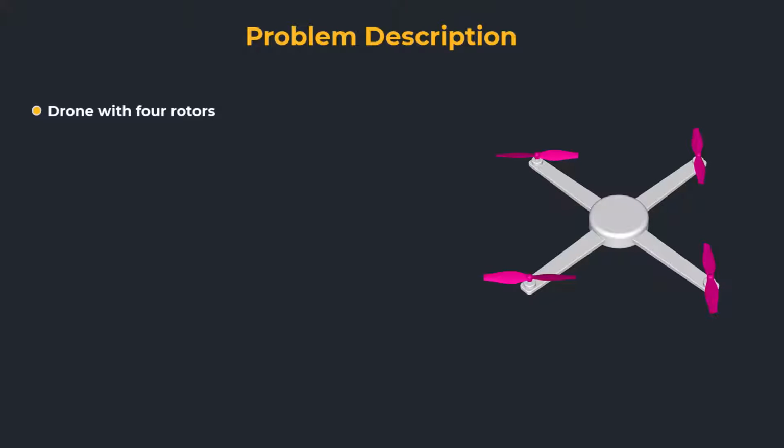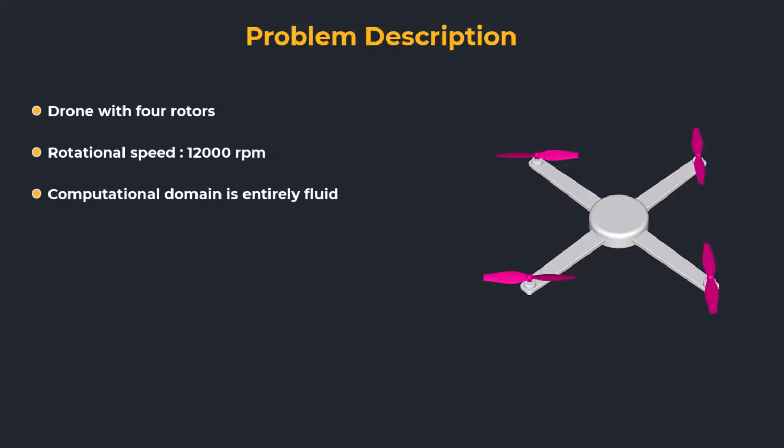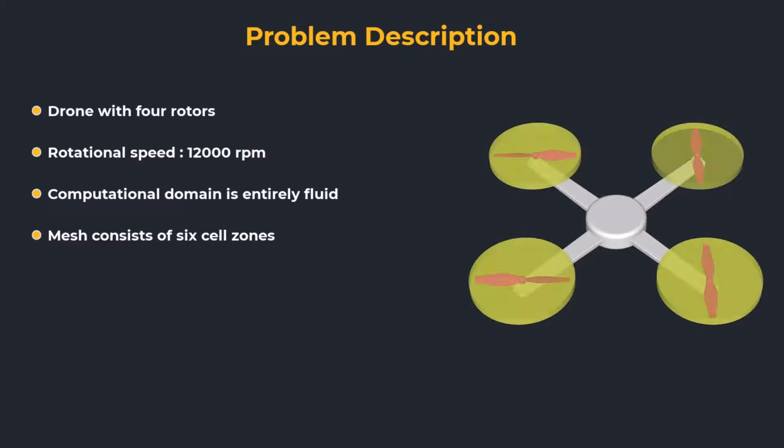Before we proceed with setting up the problem, let's briefly understand the computational model being used. The model consists of a drone with 4 rotors. The rotational speed of the rotors will be set to 12,000 RPM for this simulation. The computational domain is entirely a fluid domain, and the drone mesh consists of 6 cell zones. 4 of these cell zones envelop each rotor.